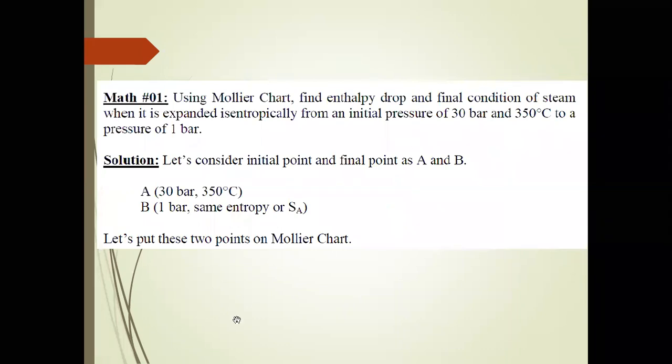Let's see the first one. Using the Mollier chart, find the enthalpy drop. Enthalpy drop means the total heat drop, that is, how much heat we need to give up, and what is the final condition of the steam? Is it wet steam, dry steam or superheated steam? And the process is when it is expanded isentropically.